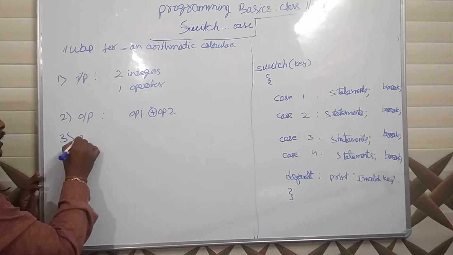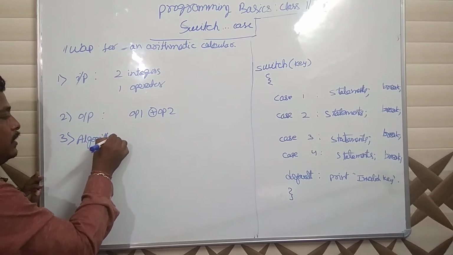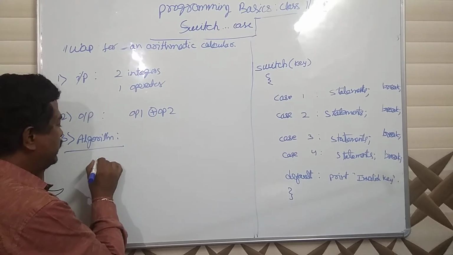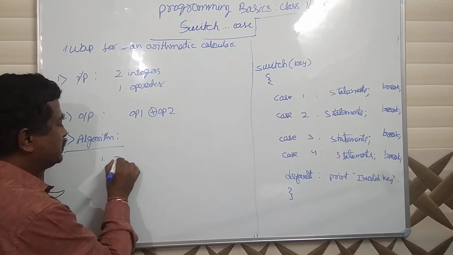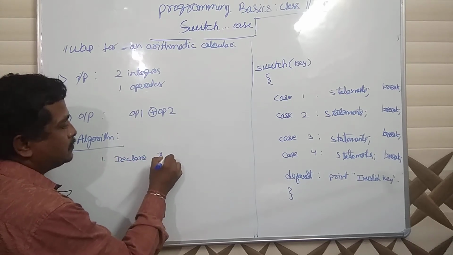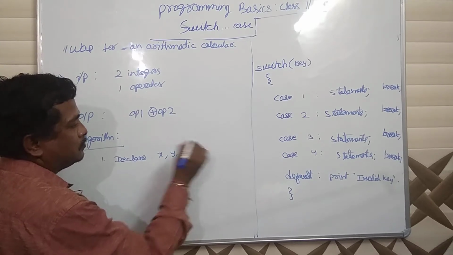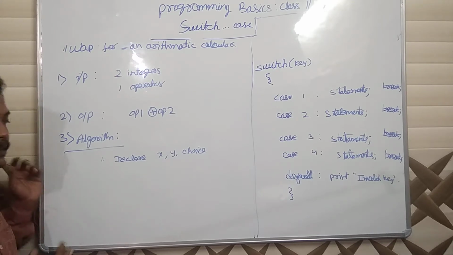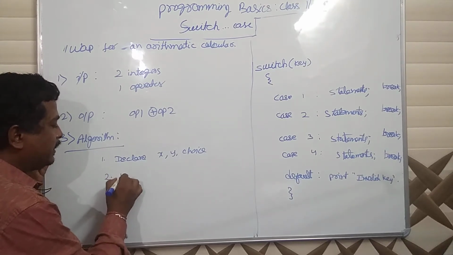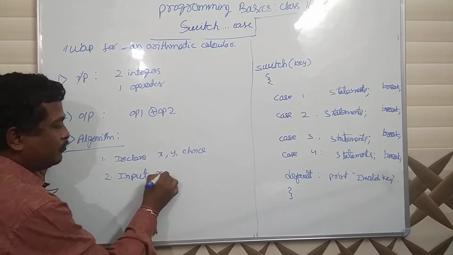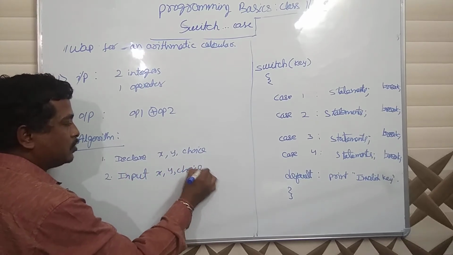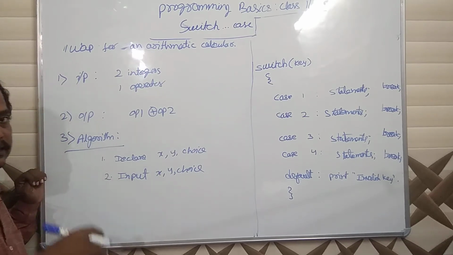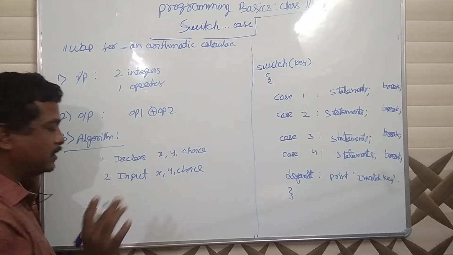Third step is algorithm. Let us write the algorithm. In the algorithm, initially you have to enter the inputs. So in programming, step 1, first you declare x, y, choice. x and y are integers. Choice you may enter in character form or in integer form, your wish. Now after declaring, input the values. Input x, y, choice. According to your language, you use the statements: in C, scanf; in C++, cin; in Java, scan.